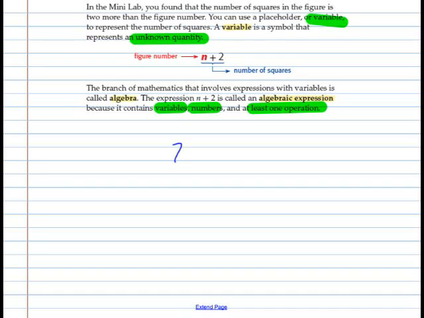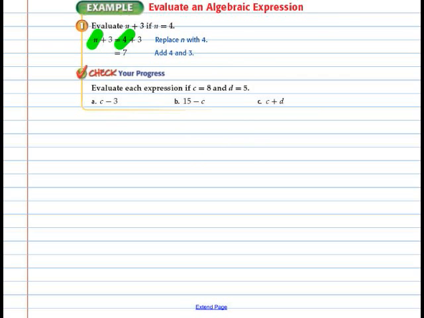In a previous lesson, we studied numerical expressions that might look something like this. Notice we have only numbers and operations, no variables present in a numerical expression.